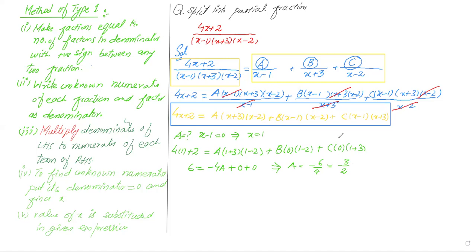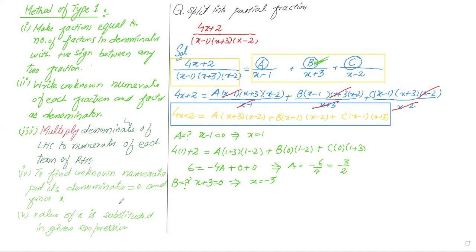Similarly, I will get the answer of B, and similarly, I will get the answer of C. If I want to calculate B, then I have to move towards the first step, that is in rectangle form in yellow color. I want to find this B. So to find this one, I put its denominator equal to 0, x plus 3 equal to 0. What should be the answer of x? The answer of x is minus 3.